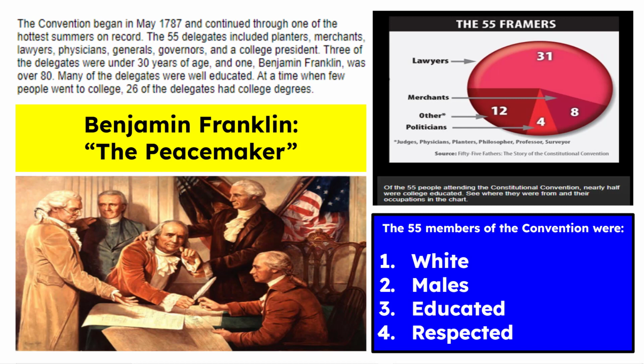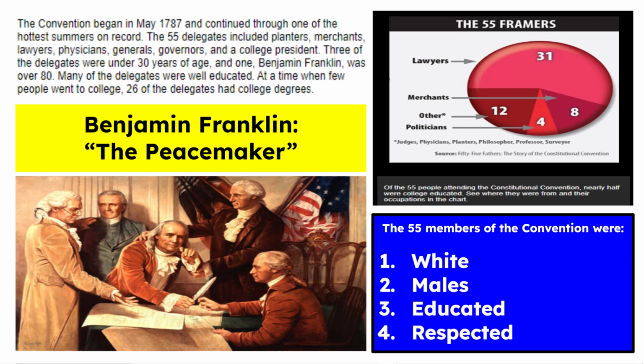The convention began in May of 1787 and continued through one of the hottest summers on record. The 55 delegates included planters, merchants, lawyers, physicians, generals, governors, and a college president. Three of the delegates were under 30 years of age, and one, Benjamin Franklin, was over 80. Many of the delegates were well educated. At a time when few people went to college, 26 of the delegates had college degrees.